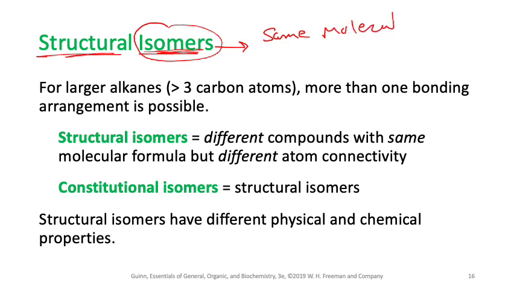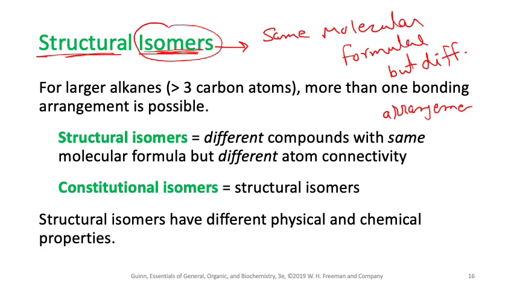You can say same molecular formula but different arrangement of atoms, right? How the atoms are arranged within that molecule. So we call those kinds of molecules isomers, right?